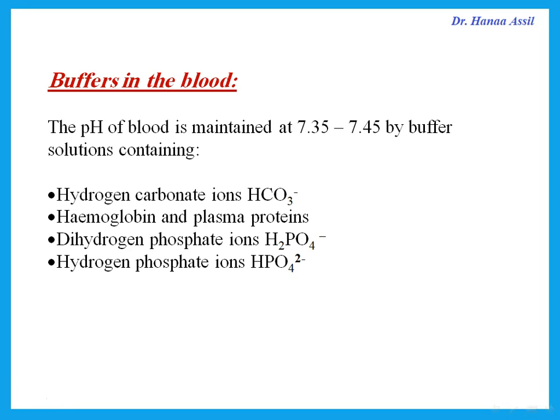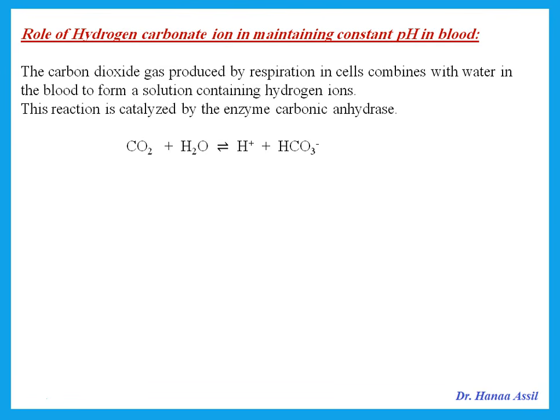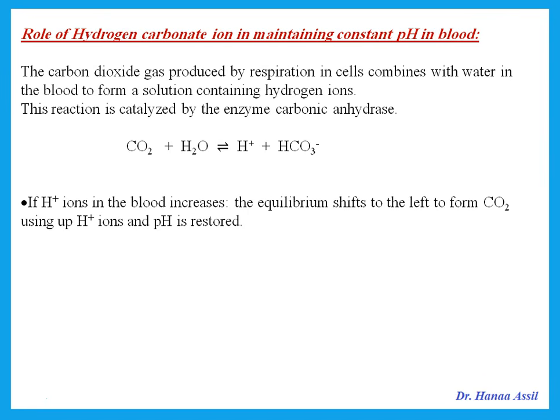In our blood, we have buffers. We have things like hydrogen carbonate, hemoglobin, dihydrogen phosphate. All of these act as a buffer. We need to keep the pH of blood around 7.35 to 7.45. So we have these buffers in the blood. For example, the hydrogen carbonate ion can be used to maintain the pH in the blood to be constant. It has this kind of equation, carbon dioxide plus water to give H plus plus HCO3 minus.